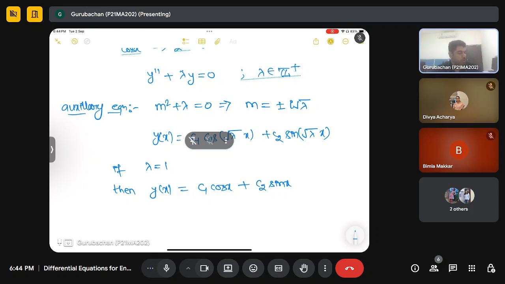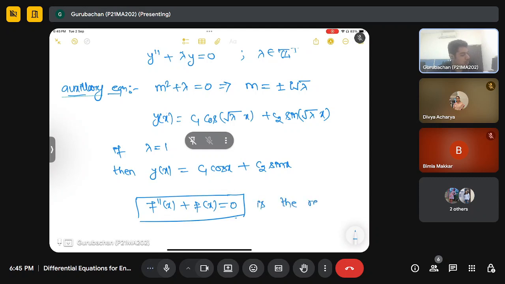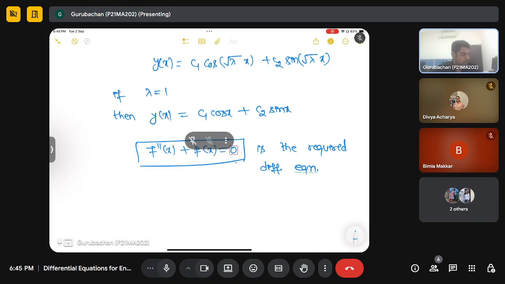So what you can say is that fx corresponds to the differential equation f double dash plus fx equal to 0. This will be our required differential equation. Okay, this is our method one, our approach one.